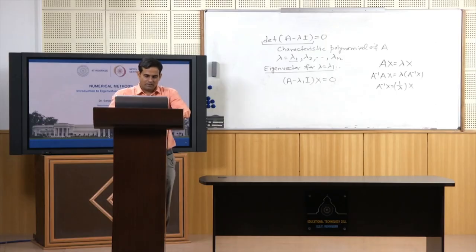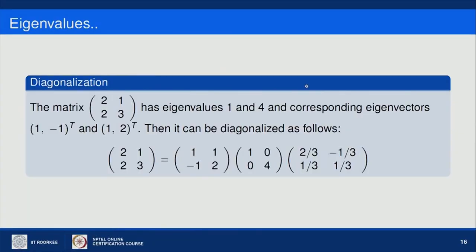For example, if you take the matrix 1, 2, 2, 3, it has eigenvalues 1 and 4 and corresponding eigenvectors 1, minus 1 and 1, 2 respectively, then it can be diagonalized as the matrix equals P, which is 1, 1, minus 1, 2. You can note here I have written the first eigenvector as the first column of P, and the second eigenvector as the second column of P, into D. D is a diagonal matrix having the eigenvalues as the diagonal entries.